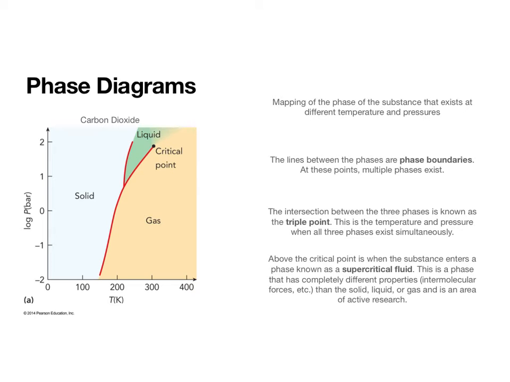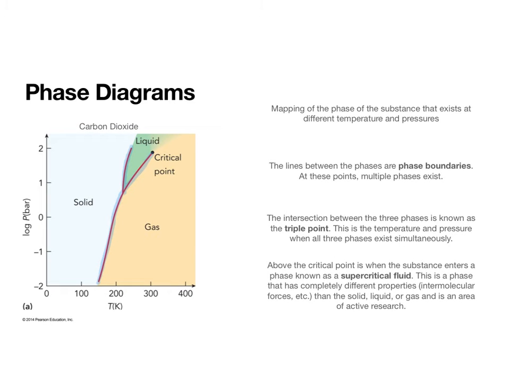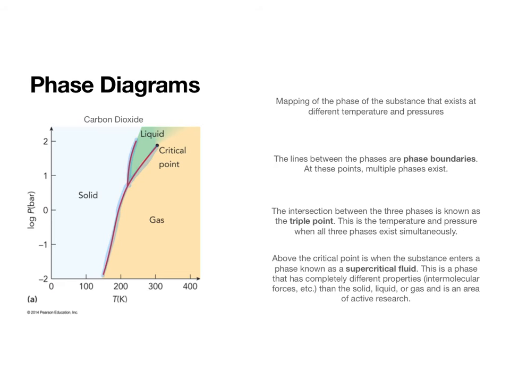Now, within the phase diagram, there are these lines that exist. These are known as phase boundaries. When we happen to be at a temperature and a pressure such that we exist on a phase boundary, it means that multiple phases exist. So here, where I drew the dot on this phase boundary, solid carbon dioxide and gaseous carbon dioxide would both coexist.